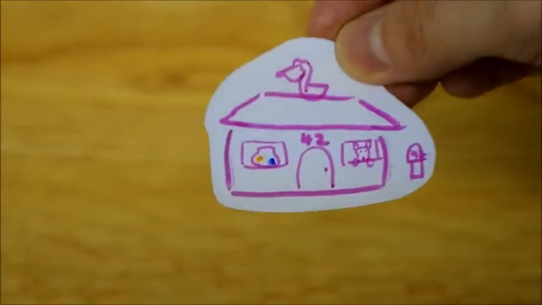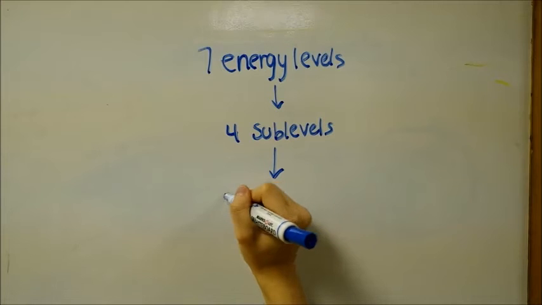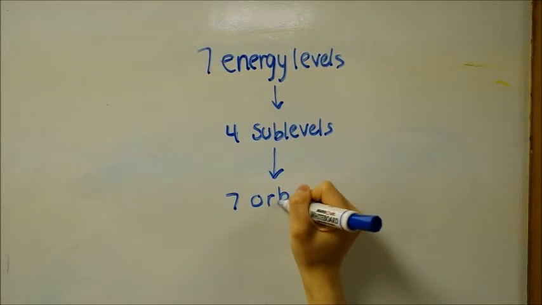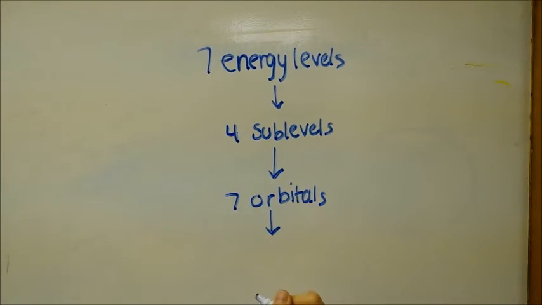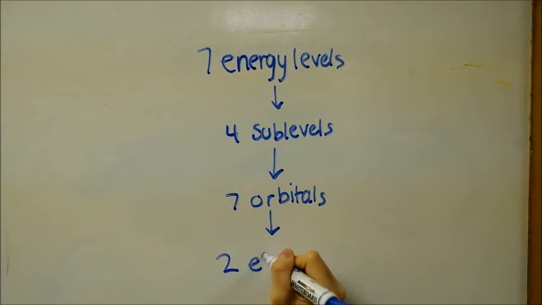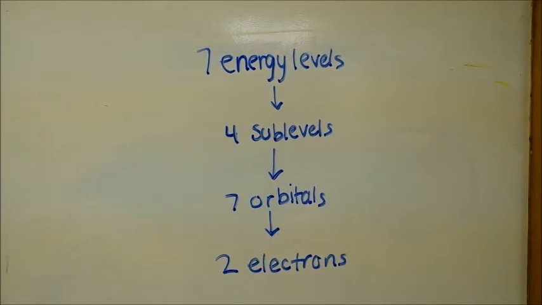Similarly, the location of electrons can be described in 4 levels of specificity. These 4 levels are energy level, sublevel, orbital, and spin number. Energy level is the least specific, while spin number is the most specific. Most of us know that electrons exist on energy levels around the nucleus of an atom. But did you know that within each energy level there are up to 4 sublevels, and within each sublevel are up to 7 orbitals? Furthermore, each orbital contains 2 electrons.